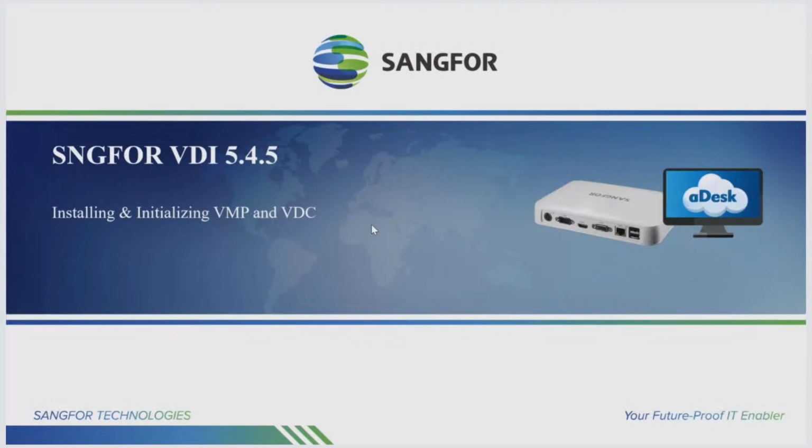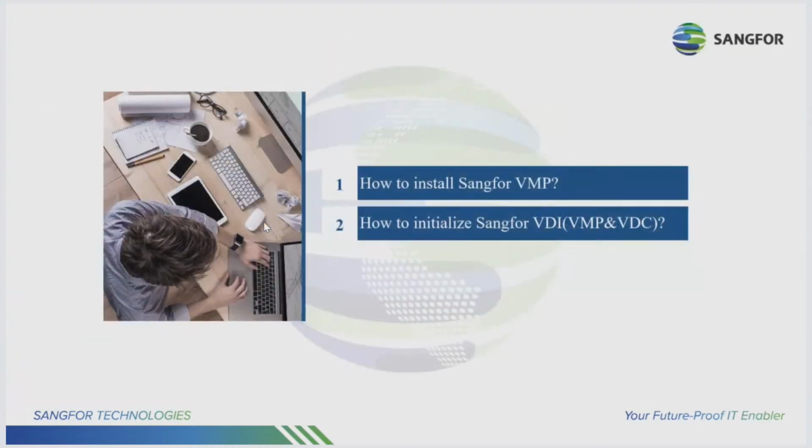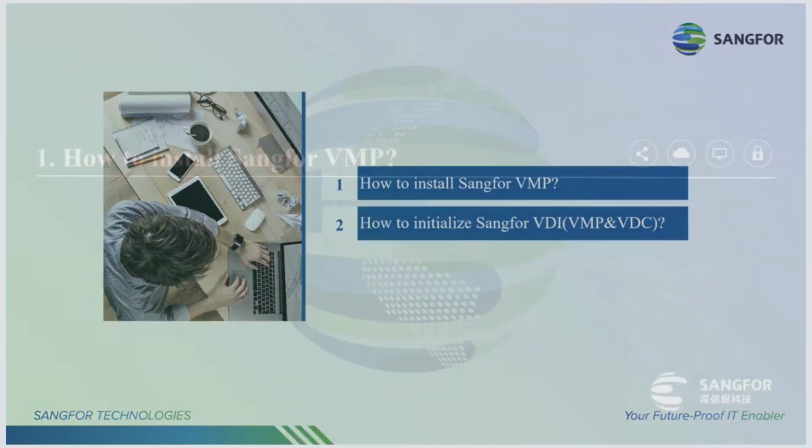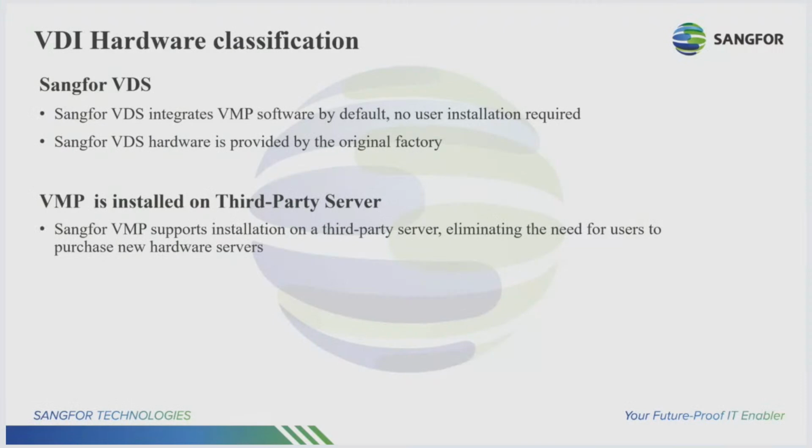The second part, installing and initializing VMP and VDC. First, let's see how to install Sangfor VMP. There are two methods. As I told before, we have all-in-one servers. If you use our all-in-one servers, the server has integrated VMP software by default. You can use it when you power it on. And the second one is if you use a third-party server, we support installing our VMP software on any standard x86 servers. So if you want to use a third-party server, before we install, we need to evaluate the server specifications in advance.